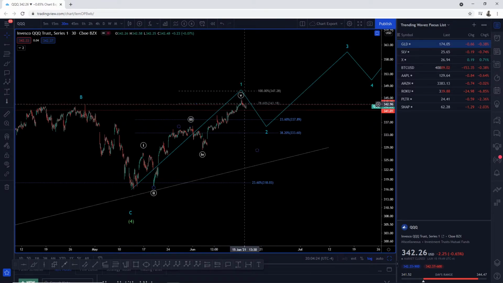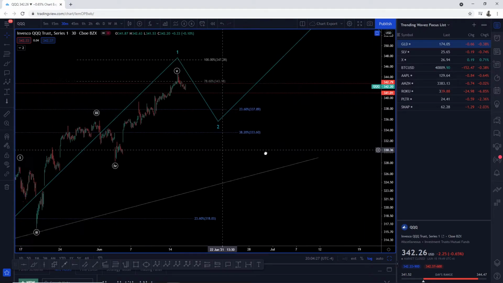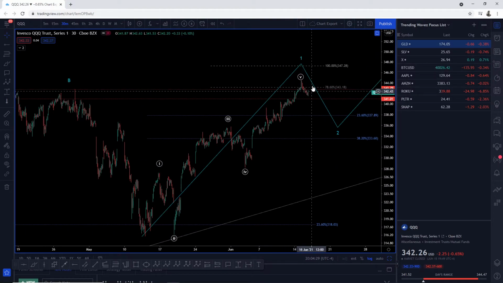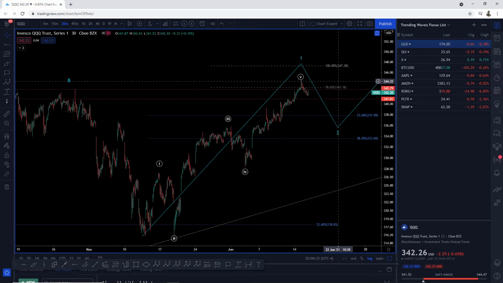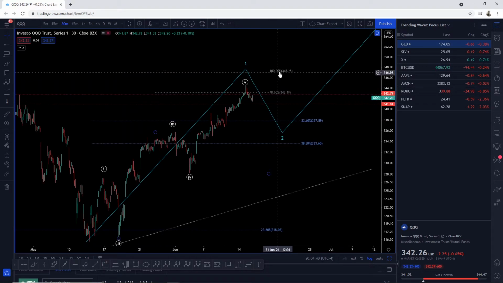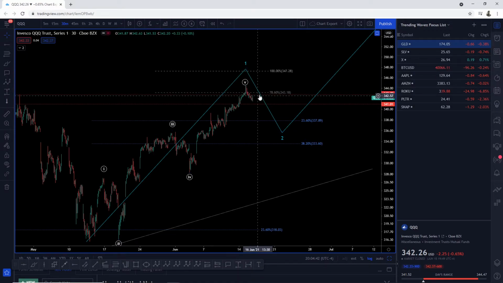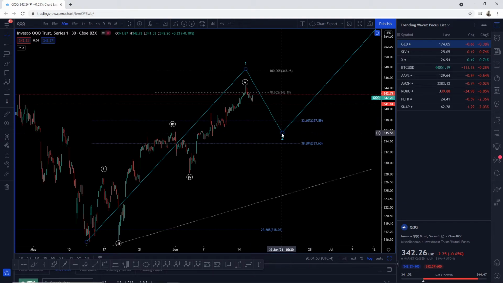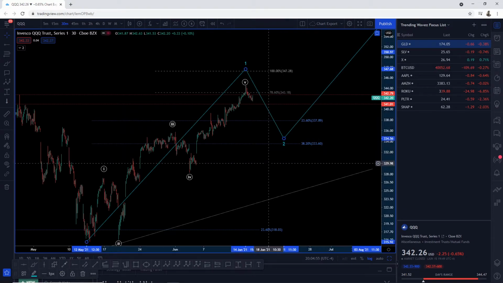As you see here, we broke above it just briefly before we sold off, and now we're finding resistance. So 342.79 is the first level of resistance, then 343, and eventually 347, which is the 100% extension. Should we fail to break above this level and head on lower, our first level of support is at 340.94. Then we come down to the 337. If we fail to break this level, then our next key level of support should be 333.60.